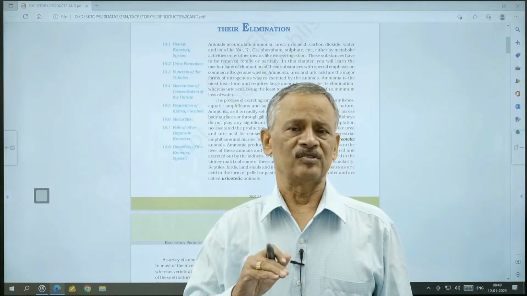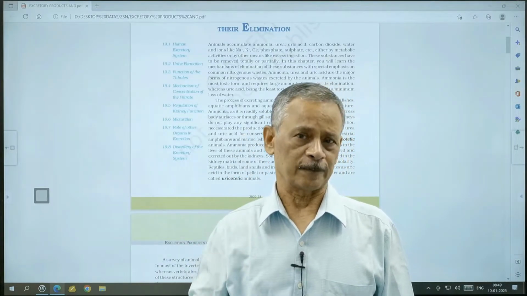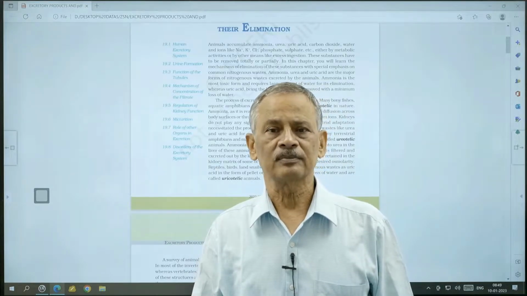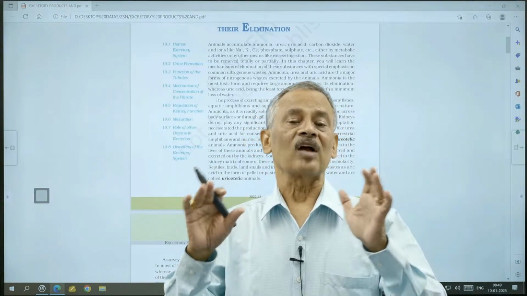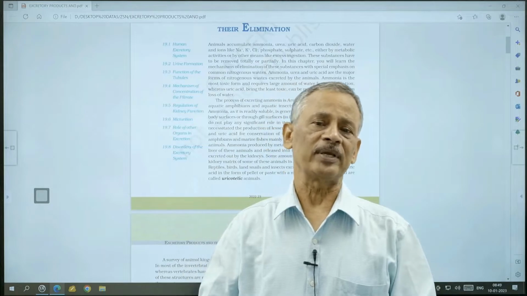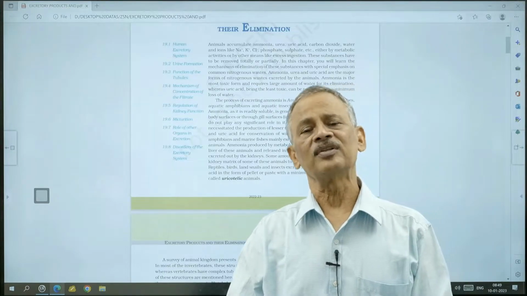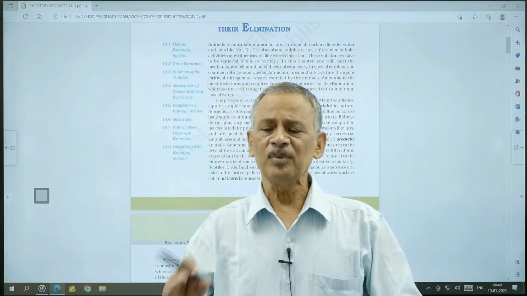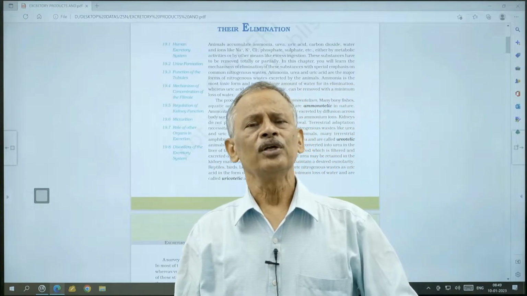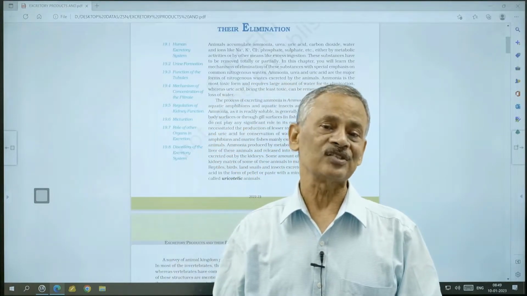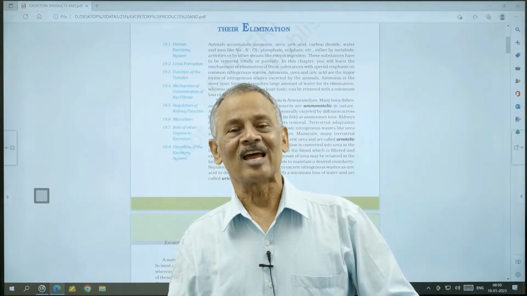In other animals who cannot even afford the loss of small quantities of water, just like insects, reptiles, birds, there ammonia is converted into the least toxic chemical called uric acid. Uric acid is least toxic among these three, and it can be sent out in the form of dry pellets. Uric acid is insoluble in water, so it can be sent out in form of dry pellets. So with very minimum or no loss of water, uric acid can be sent out.